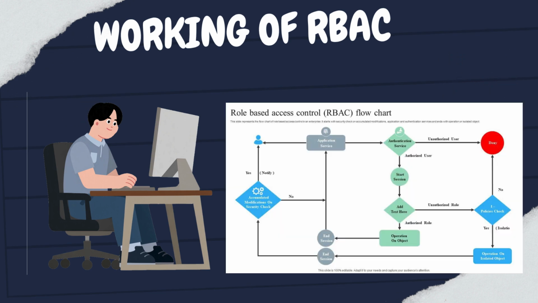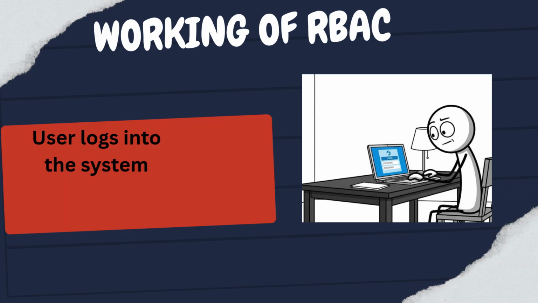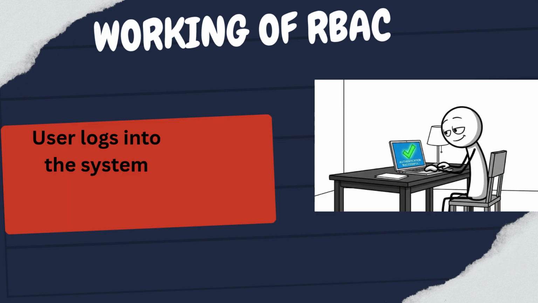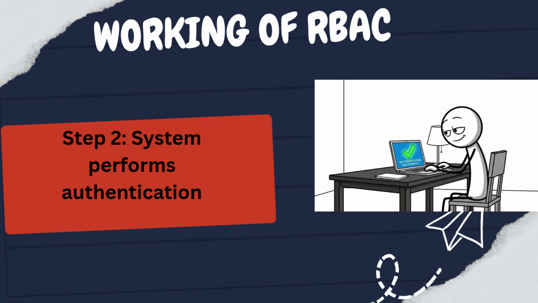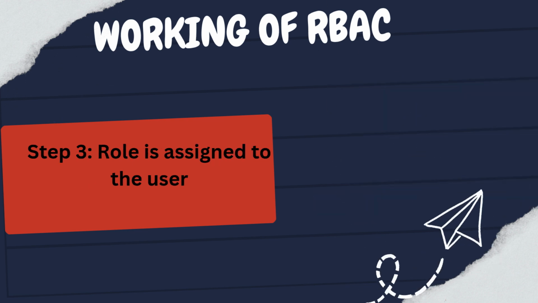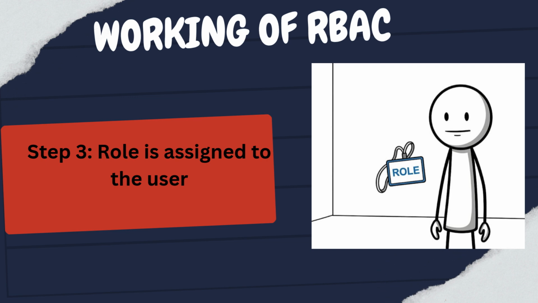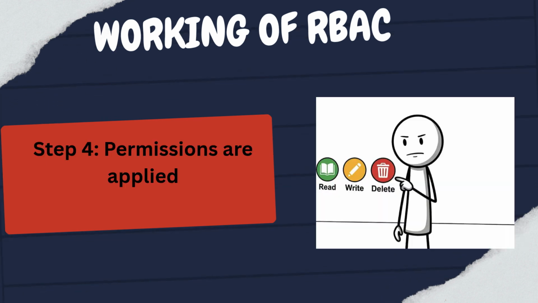Now let us understand how RBAC works step by step. First, the user logs into the system using login credentials. Then the system authenticates the user and verifies identity. After successful authentication, a role is assigned to the user. Each role has predefined permissions. Based on the assigned role, permissions are applied.